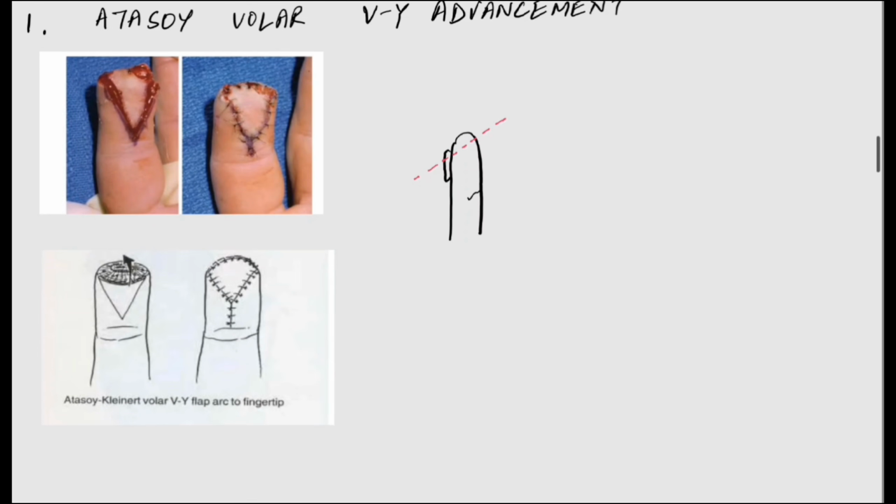Coming to the first, Atasoy V-Y advancement flap. This flap is useful in case of fingertip injuries in an oblique direction where the volar part is preserved while more injury has happened to the dorsal part. Volar bulk of the tip is still present. A V flap is designed which contains the volar skin and is raised and converted to a Y flap. The final incision appears Y shaped.